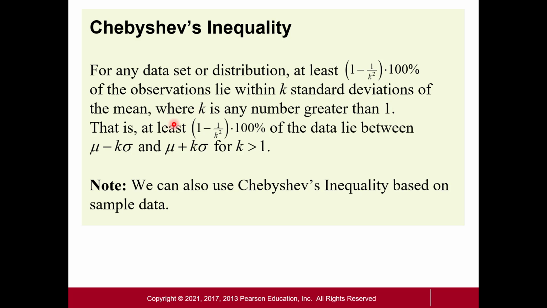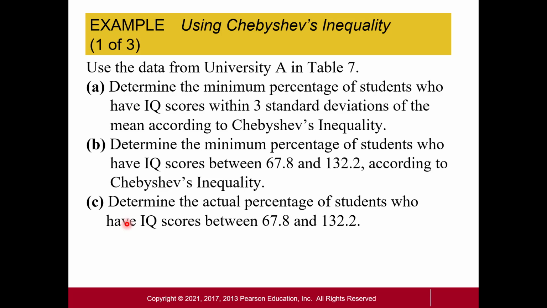Notice that it is an "at least." So at least this percentage of the data lies between a certain number of standard deviations from the mean. It's going to be an estimate, and usually it tends to be conservative, but sometimes it's actually pretty spot on. We can also use Chebyshev's inequality based on sample data. So let's just use that real quick on the example we just worked on.